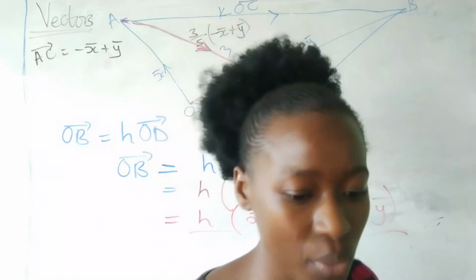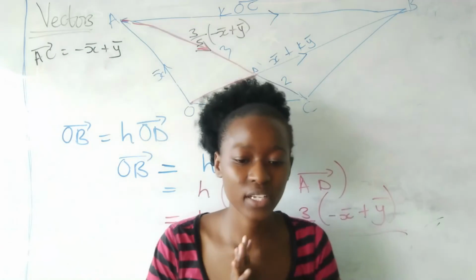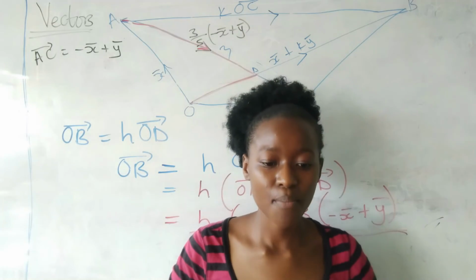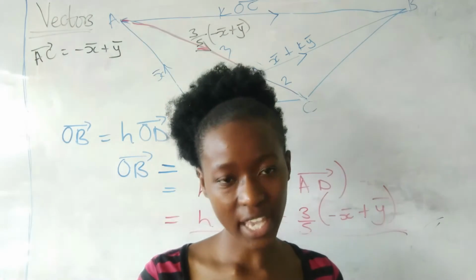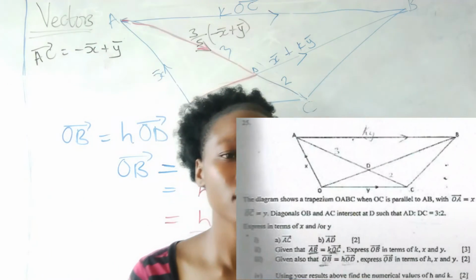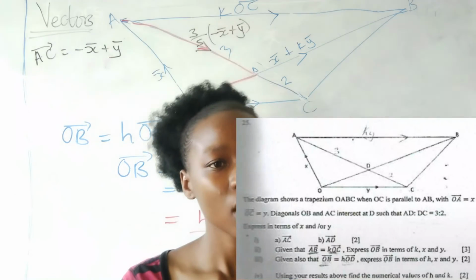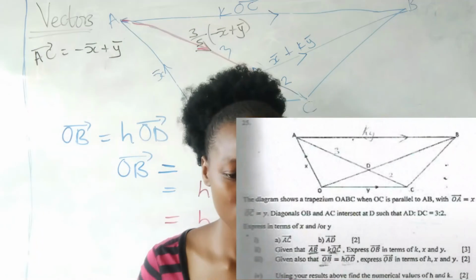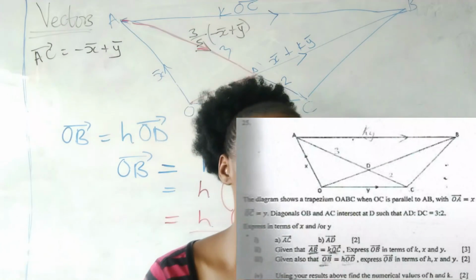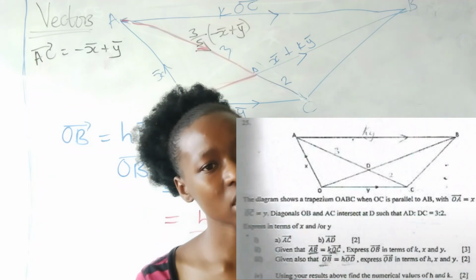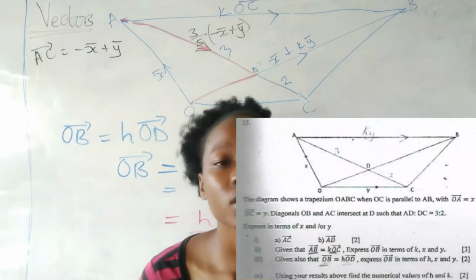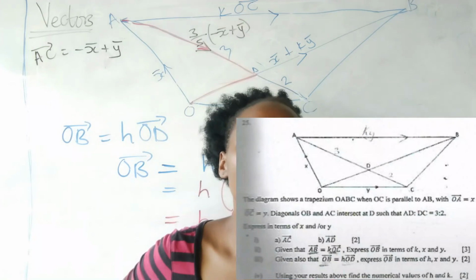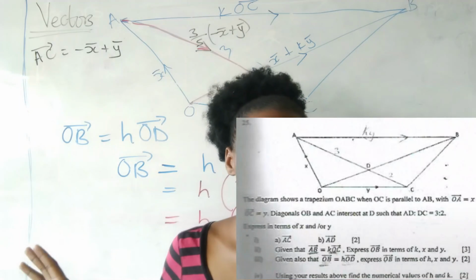Okay. So moving on to my final part 4. It reads, using your results above, find the numerical values of h and k. As you can see, this question continues to appear in many vector questions, so you have to know how to solve it, and it depends on how you solve it. For this one, it's got 2 marks. For the last question that we did in our previous video, it had 3 marks. So this one is an obvious one to tackle. I'll make another video for that part only, okay?